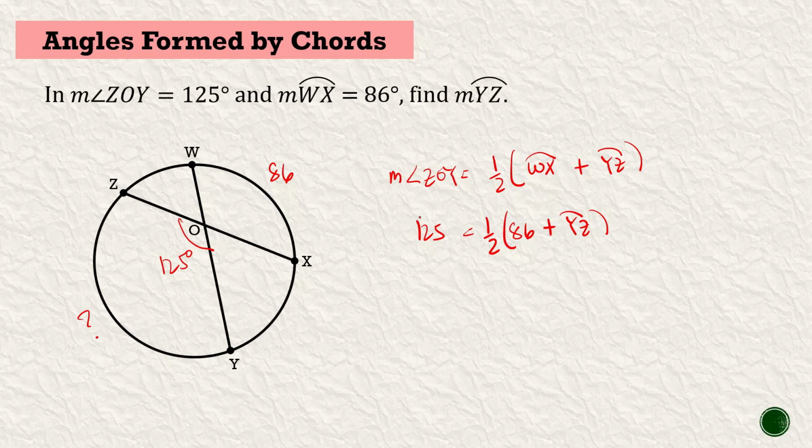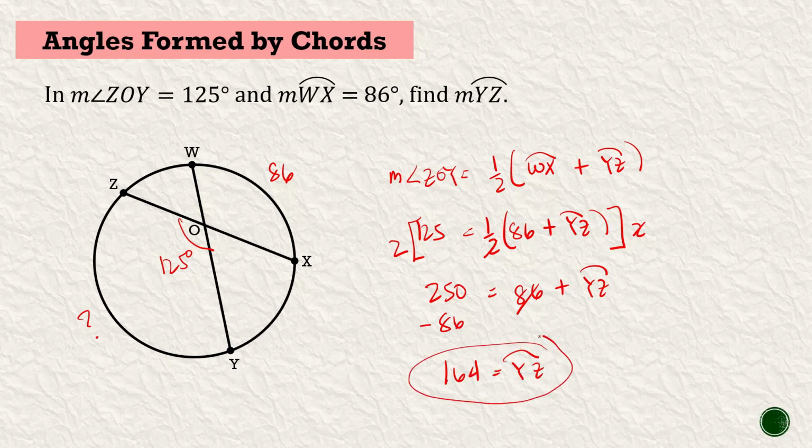So the first step that I'm going to do here is multiply both sides by 2. That's going to eliminate the denominator 2 of 1/2. So 2 times 125 is equal to 250. Equals 86 plus YZ. And then subtract 86 on both sides. So 250 minus 86 is equal to 164. And that is the measurement of our arc YZ. Alright, let's go to the last one.